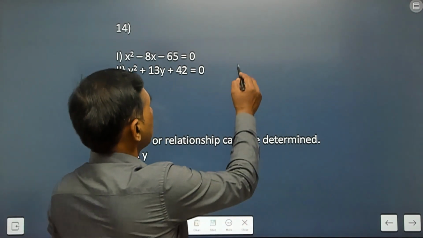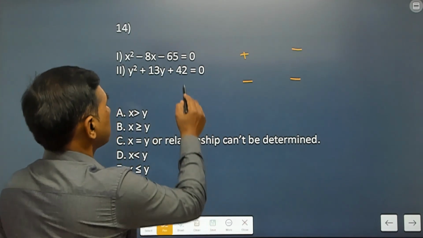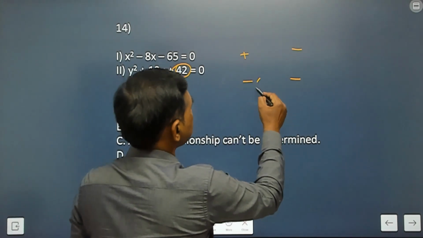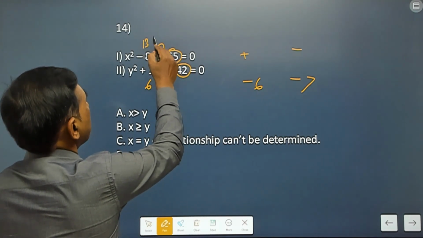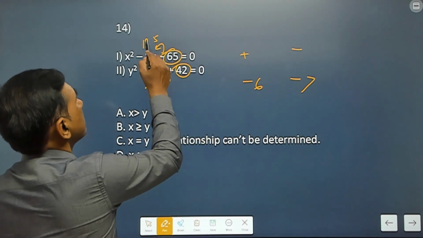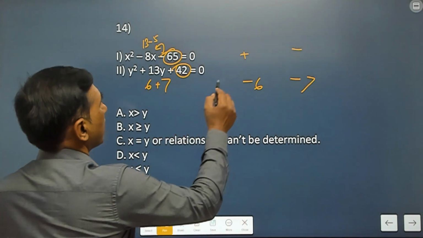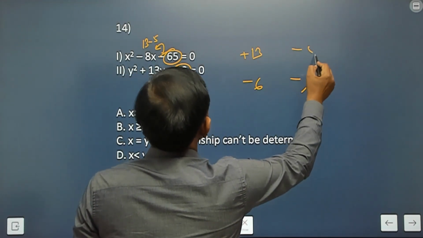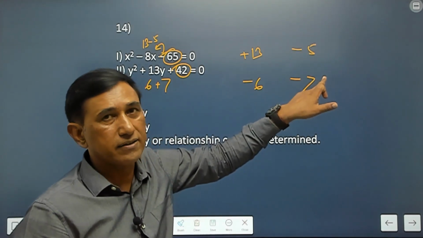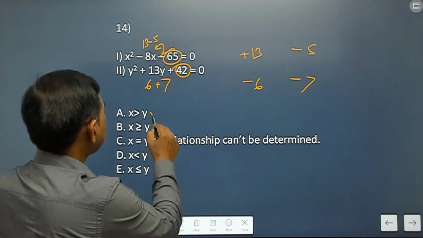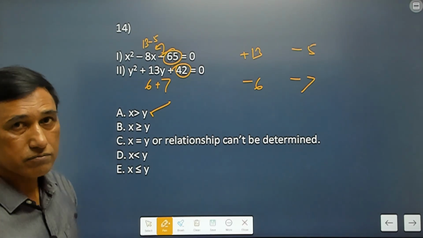Minus minus, so this is plus and minus, this is minus minus. Since it is 42, so 6 and 7, 65, you have to minus it, so 13 and 5. It has to be plus, this has to be 13 minus 5, then we are getting 8. So plus 13 minus 5. Even when it is in minus, it is greater than these two, so we can say x is greater than y. Correct?